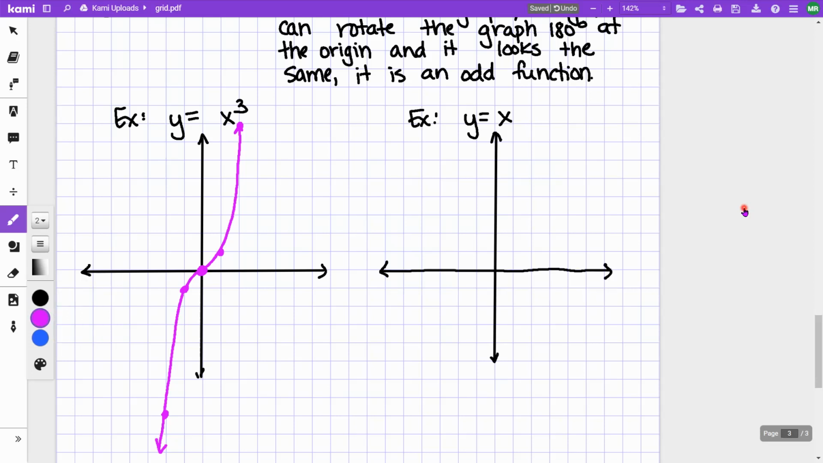So y equals x. That would be a line through 0, 0 and 1, 1. I'm going to go up 1 over 1, up 1 over 1. Let me just plot this. So this is just basic y equals x.